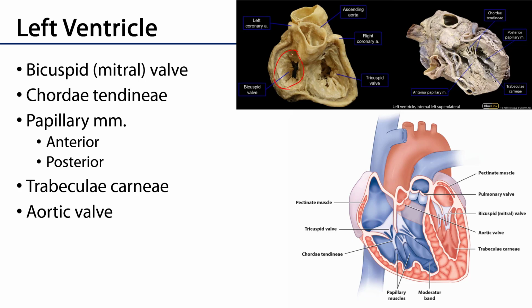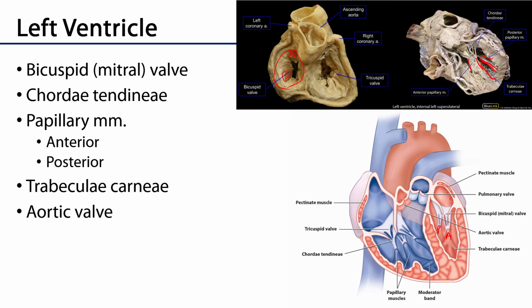There are anterior and posterior cusps associated with this particular valve, and there are chordae tendineae attaching those cusps of the valve to anterior and posterior papillary muscles. So 2 cusps, 2 sets of chordae tendineae, 2 papillary muscles. There are also trabeculae carneae. We can see them a little better in this particular image here, as well as the anterior and the posterior papillary muscles of the left ventricle.